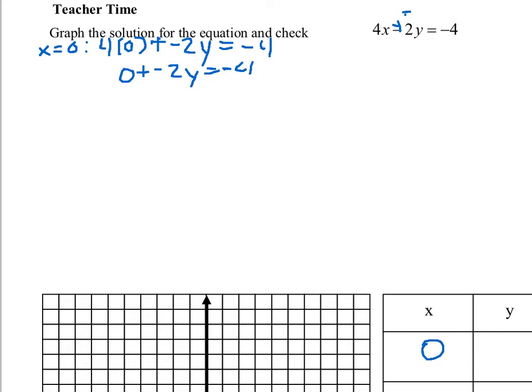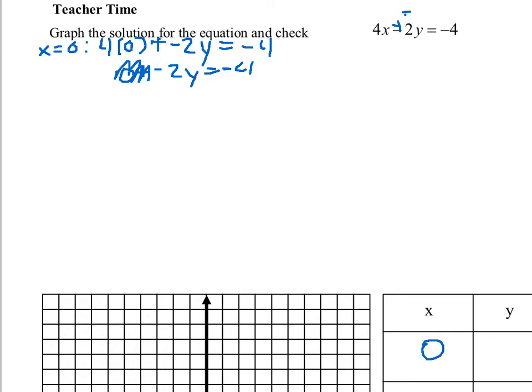Right, so does that 0 plus negative 2y really amount to anything? Thumbs up or thumbs down. Does that 0 plus negative 2y really amount to anything? No, so that 0 really just cancels out, leaving us with negative 2y equals negative 4. Well, how am I going to figure out what y is? We always used to just multiply and add, and that was all we had to do, right? How am I going to figure out y here? Michael?